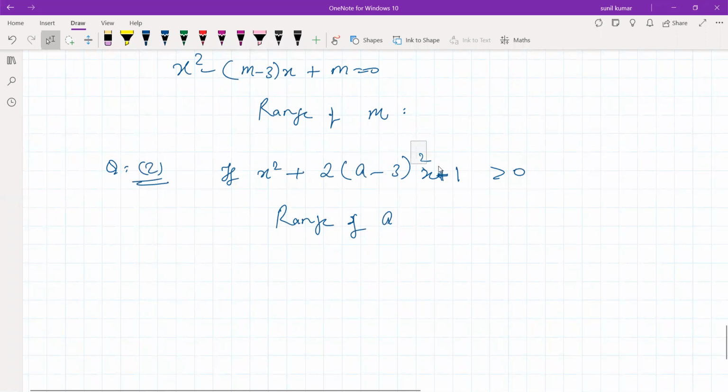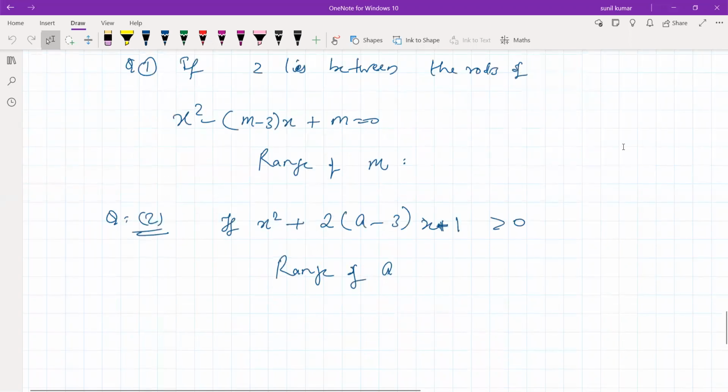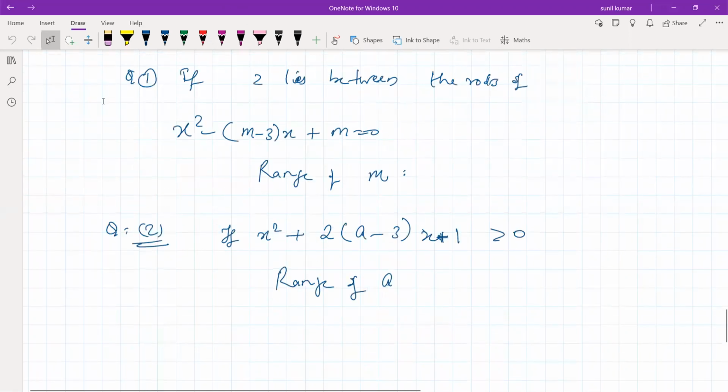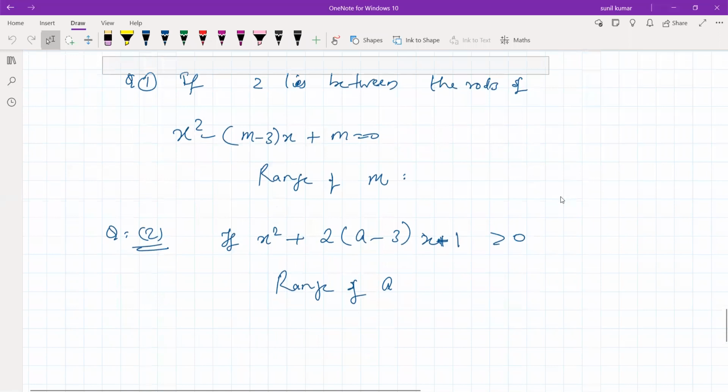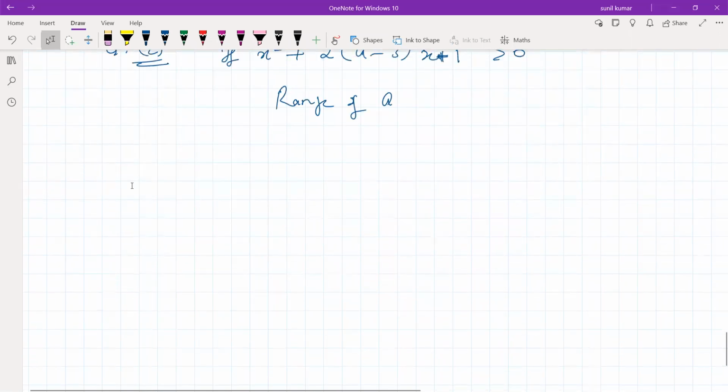The square is not there, the square is no need actually. It is 2 into (a minus 3) x plus 1. Please try. Now, what will be the first answer? Let me also give the idea. 10 comma infinity. So let me put it here.